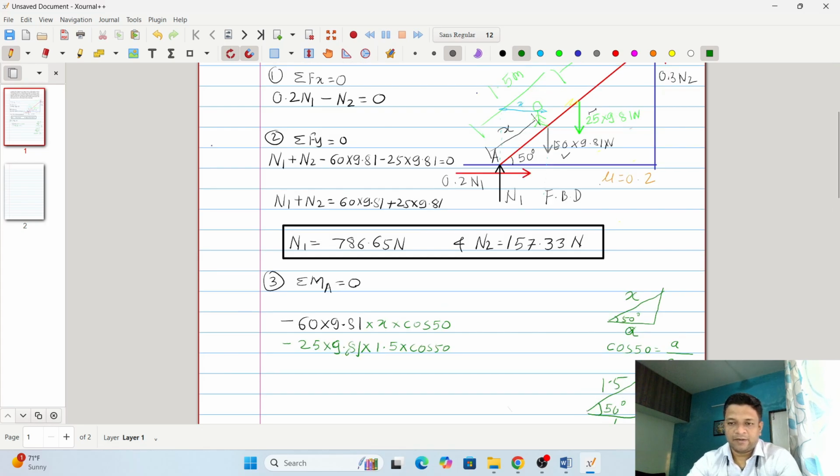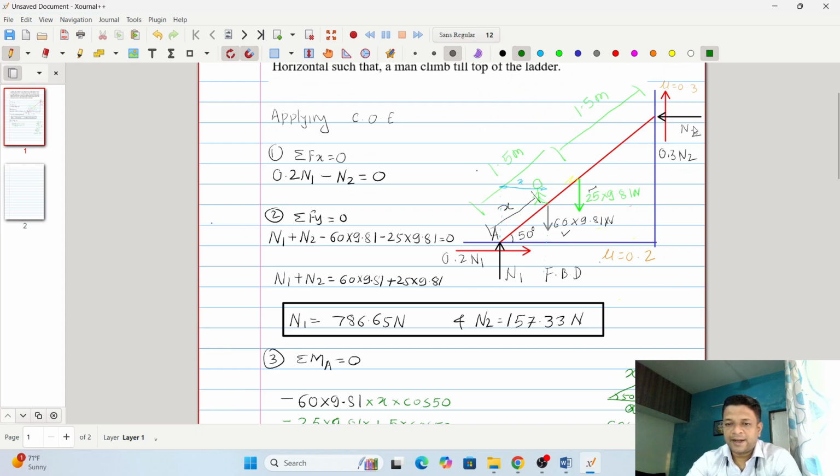This is the next equation. Next one we'll consider is N2. About point A, this N2 rotates in an anti-clockwise direction, so it will make a positive moment. Same with this 0.3 N2, it will create an anti-clockwise moment.